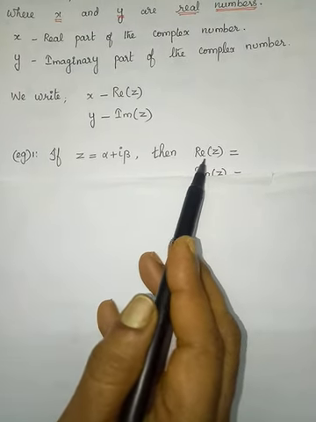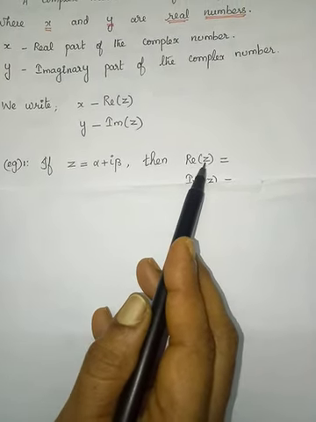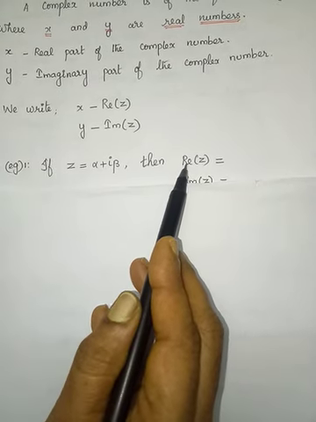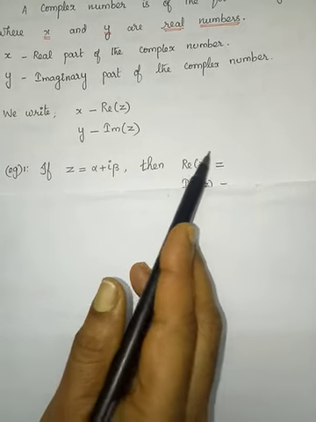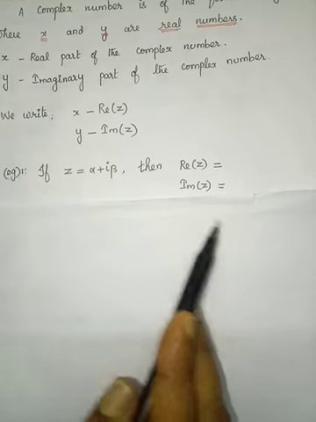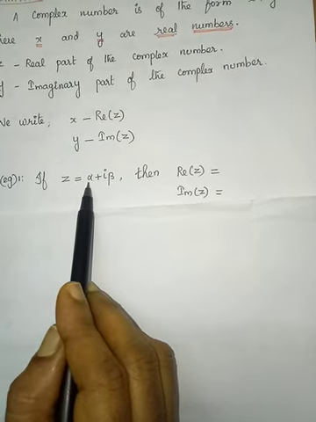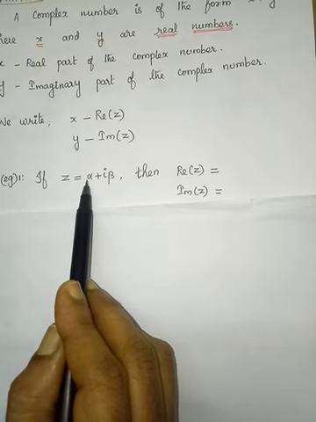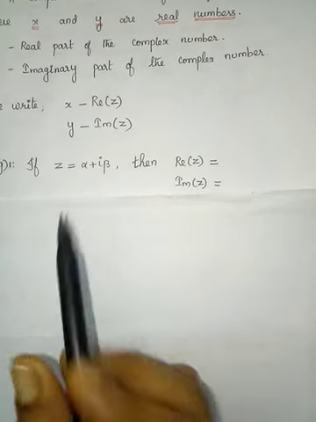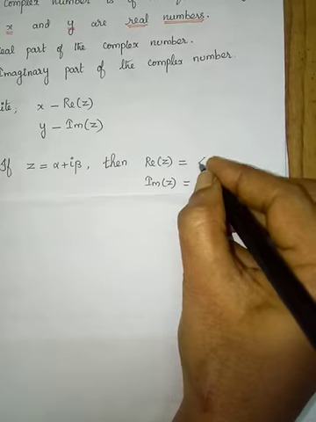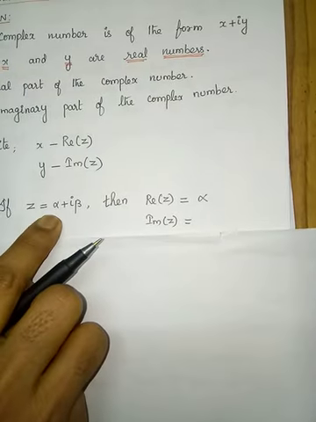Now I am going to find what is Re of z. It's the real part of z. How to write the real part? The term without i. In this term we don't have i, so this is the real part. The real part of z is equal to alpha for this complex number.